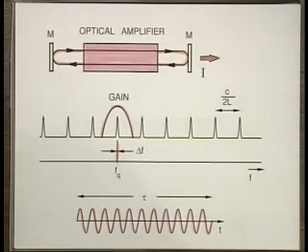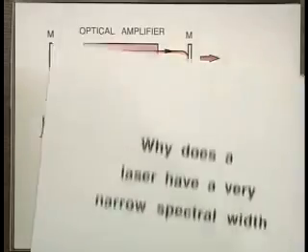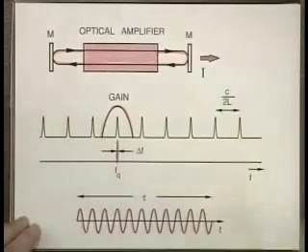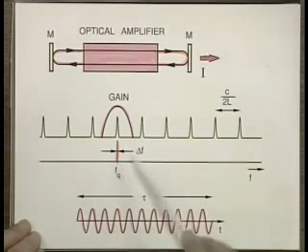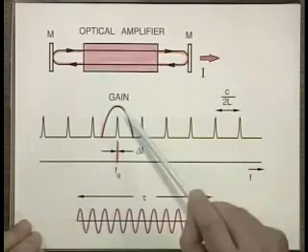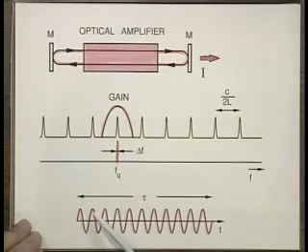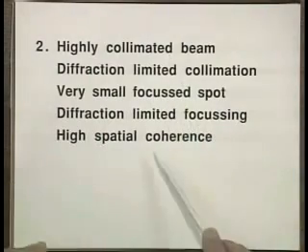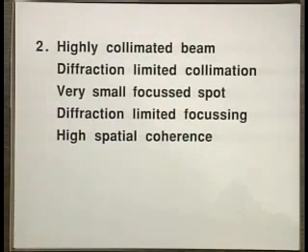So if somebody asks you why a laser has a very narrow spectral width, one can say that it comes from the fact that we have an optical amplifier within a resonator with enough gain to overcome the losses, to give us this extremely narrow line width. Now I'm going to tell you about the next property, the one that has to do with diffraction limited collimation and focusing and so on. Where does this property come from?